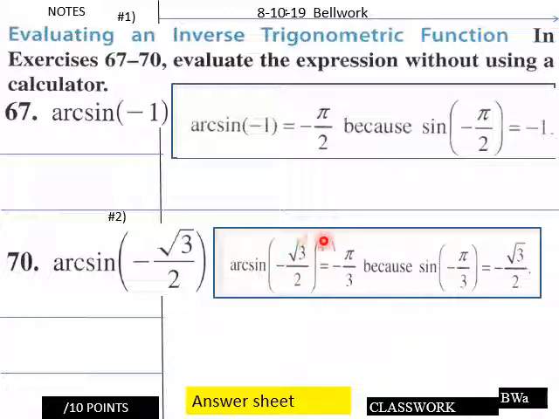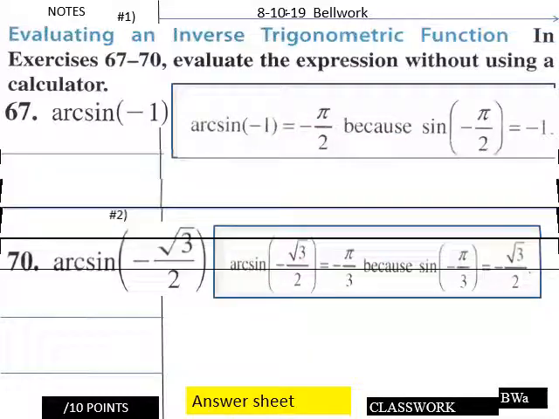Arcsine of the negative square root of 3 over 2 equals the negative of pi over 3, because sine of negative pi over 3 equals the negative of square root of 3 over 2. So you just go into these because of its situations.